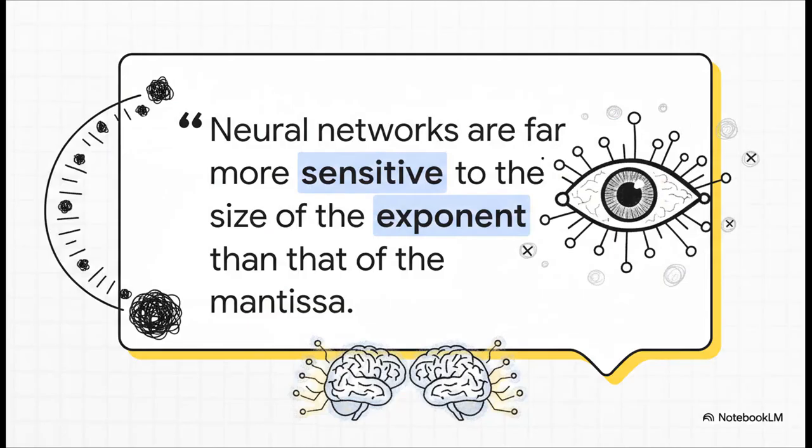And this quote right here, this is the light bulb moment. The big insight was that for AI, for neural networks, it's way more important to know if a number is huge or tiny than it is to know if it's 3.141592 or 3.141593. For AI, being good enough is actually much, much better than being perfect because it is so much faster.